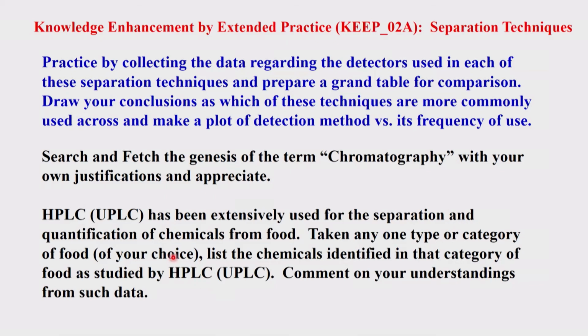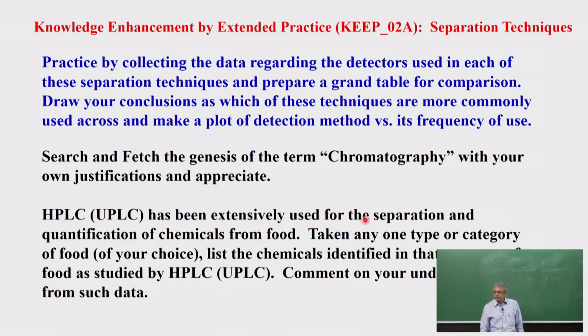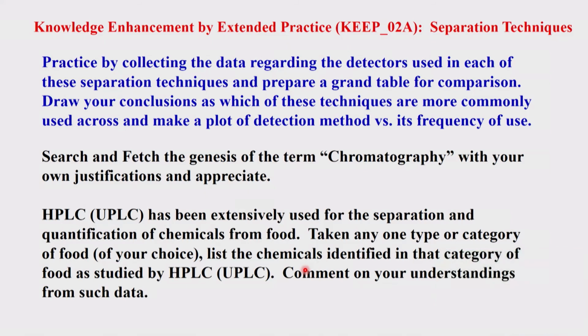Towards the end, I explained to you the HPLC and UPLC. These have been very extensively used for the separation and quantification of a variety of molecules, chemicals, and many things from food. So, take one type or category of food, any one of your choice, and list the chemicals identified using the technique. Could be HPLC or UPLC. Compared to LC, people use HPLC and UPLC more. So, list the chemicals identified in that category of food as studied by HPLC or UPLC.